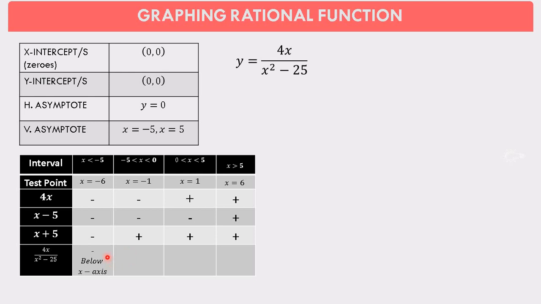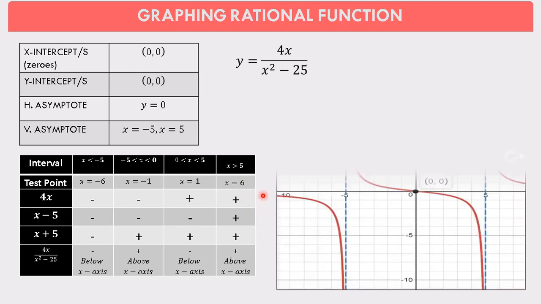So negative, negative, negative. So we have negative, so below the x-axis. Then negative times positive is positive, above the x-axis. Then positive, negative times positive is negative, so below the x-axis. And lastly, three positives, so we have above the x-axis.